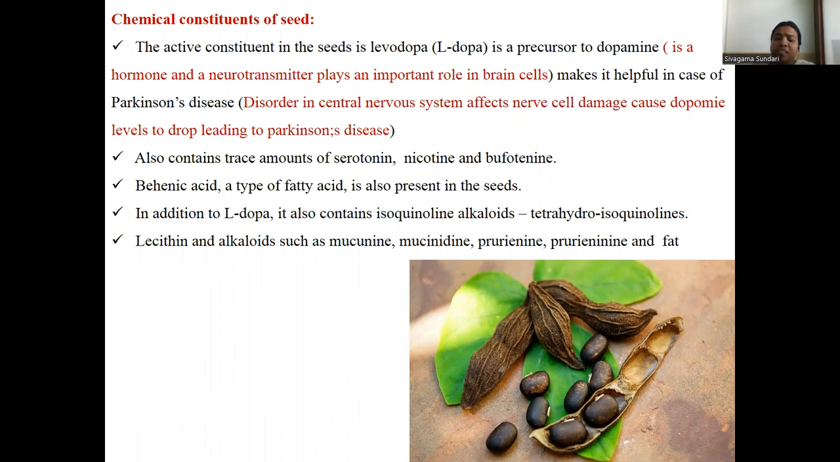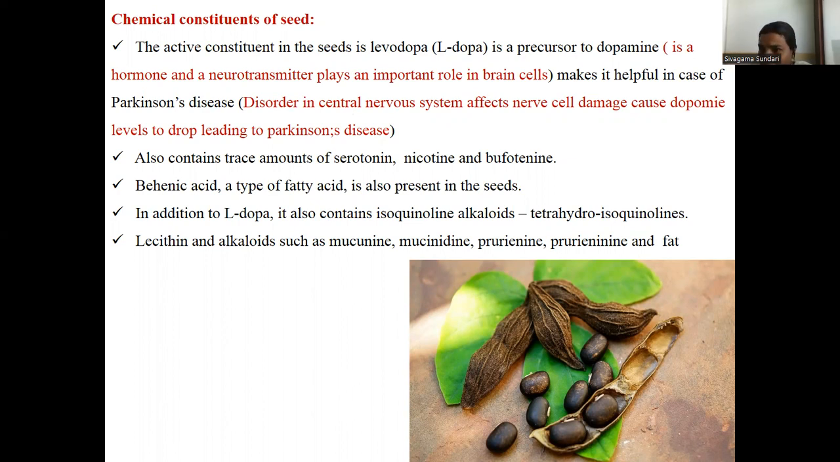Okay, so to keep the level of dopamine at the optimum level in the brain and treat Parkinson disease, we give the decoction of this seed that contains L-dopa. L-dopa, otherwise called levodopa, is a precursor of dopamine. That is a hormone and neurotransmitter that plays an important role in brain cell functioning. Parkinson disease is a disorder of the central nervous system, commonly nerve cell damage. Dopamine is a hormone present in the central nervous system, so we need its optimal quantity for the normal functioning of the brain.